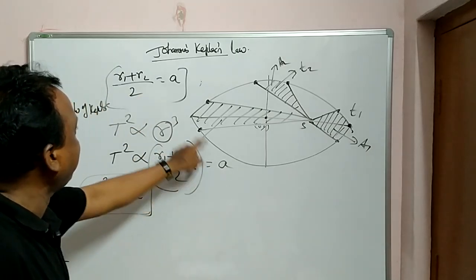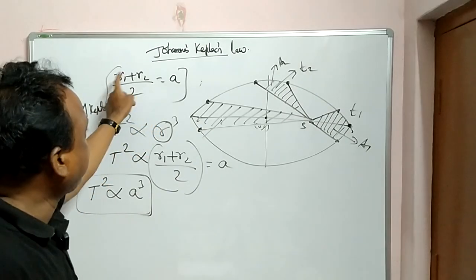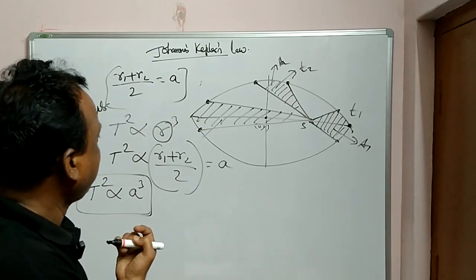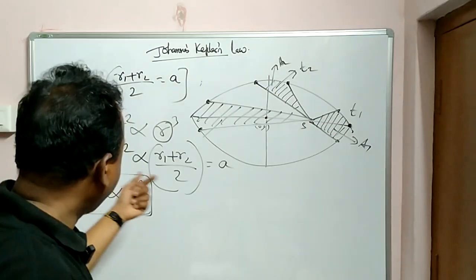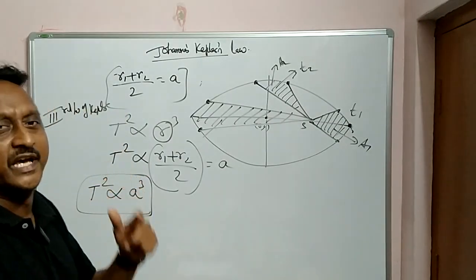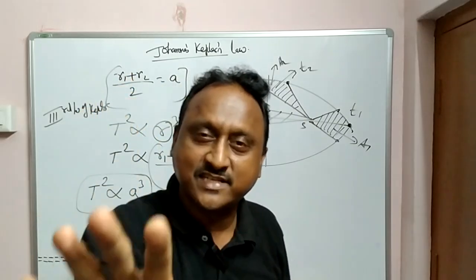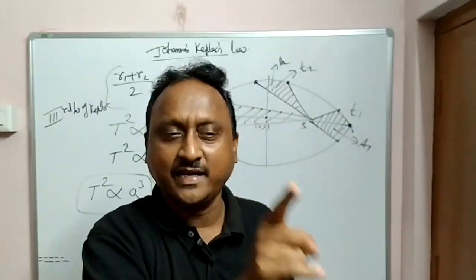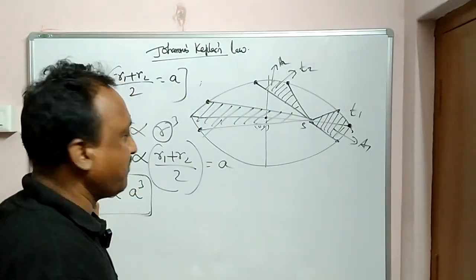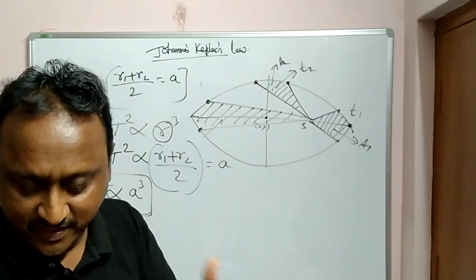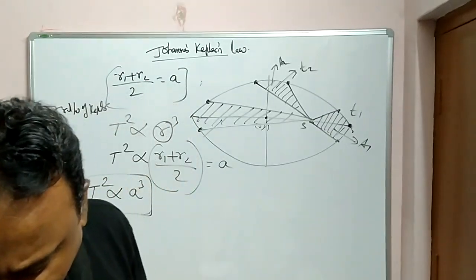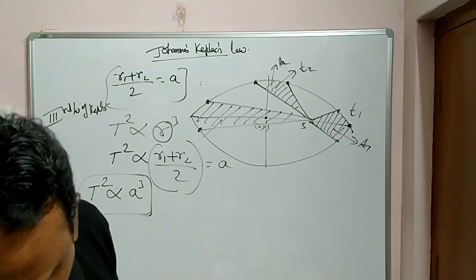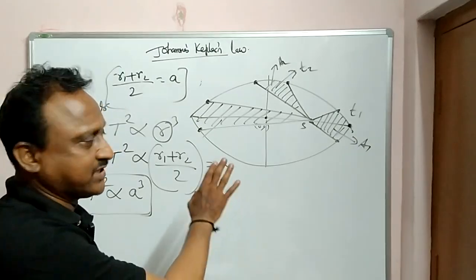Because what is a here? The average distance, r1 plus r2 by 2. So therefore, T square is proportional to a cube. The cube of the average distance between the sun and the planet is directly proportional to the square of the time period of the revolution of the planet around the sun. So this is the third law. Very, very important one. In the examinations, they regularly ask these questions.